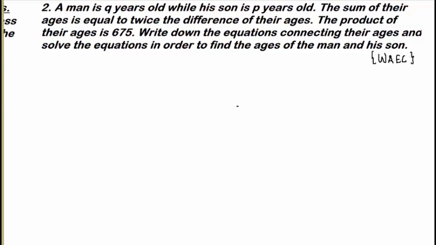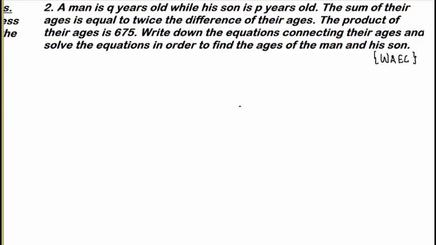I have a man who is Q years old while his son is P years old. The sum of their ages, meaning Q plus P, is equal to twice the difference of their ages. Now, in this particular case, even when I was solving it, I think I got a little bit confused.